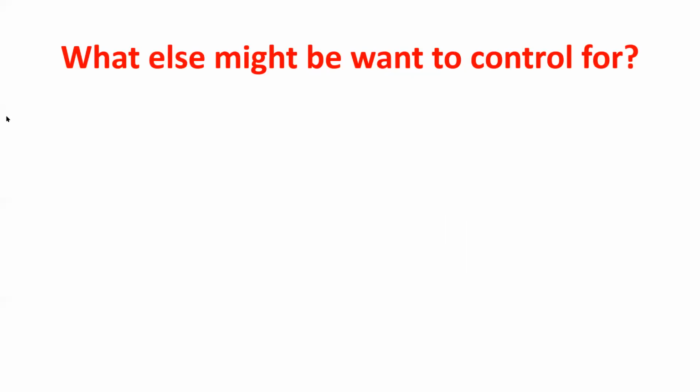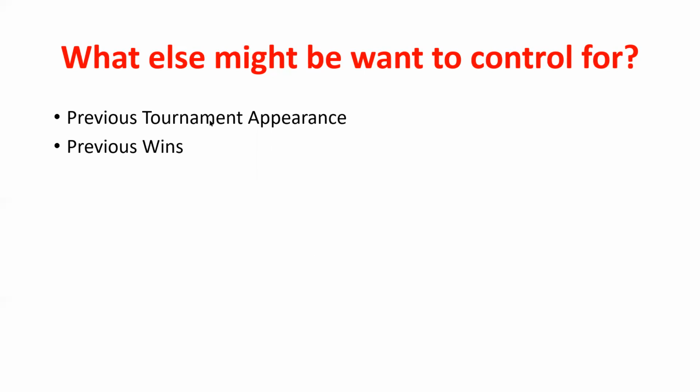So what might we also want to control for? Well, I probably want to have some measure of the general historical quality of this team. So I'm going to try to control for the quality that the team was prior to this change in expenditures. So I'm going to use previous tournament appearance and previous number of wins, right? The wins from the previous season, to look at their performance the previous year, to control for that.